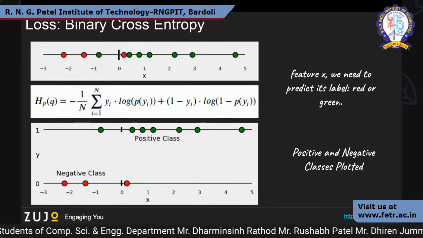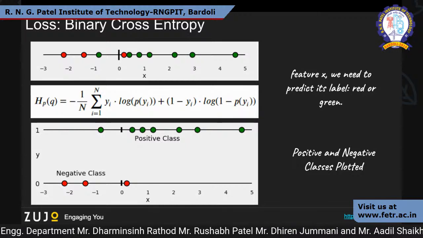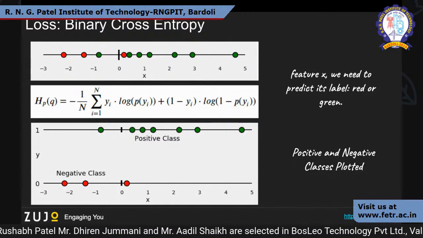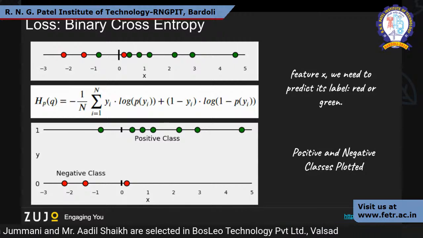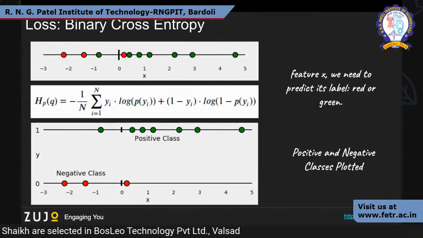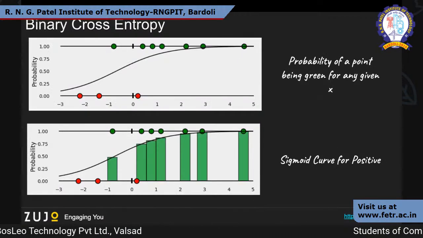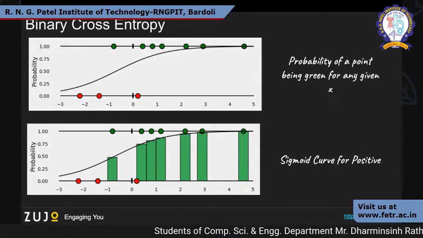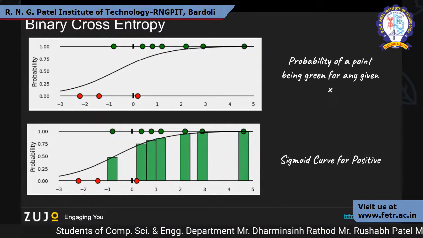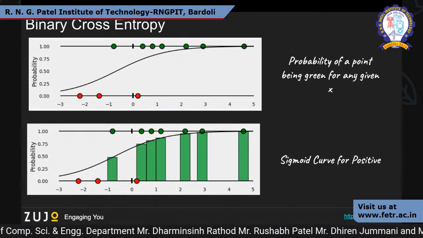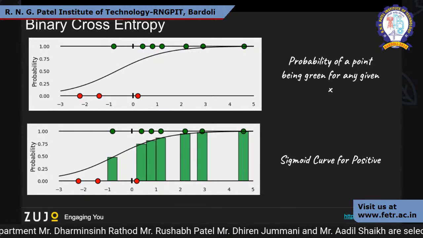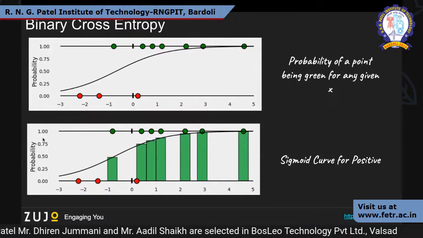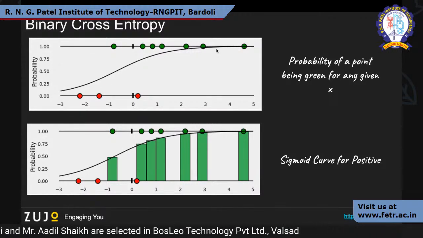What we did is we had plotted both of the values differently on the x and y axis, right? Okay, then what binary cross entropy does is basically, if we divide that red and green label into the probability of being green for any given x, it would give you such a line as we had drawn in the first part.